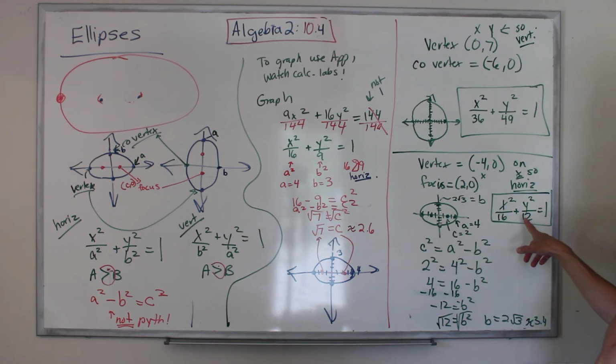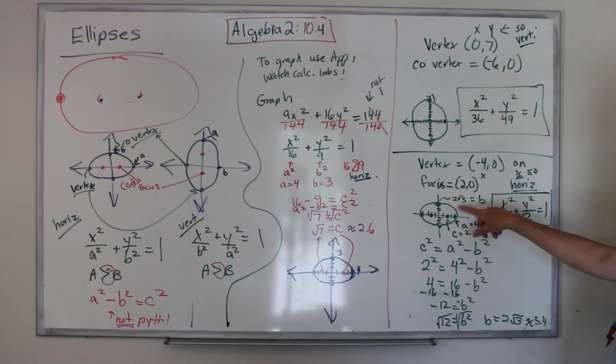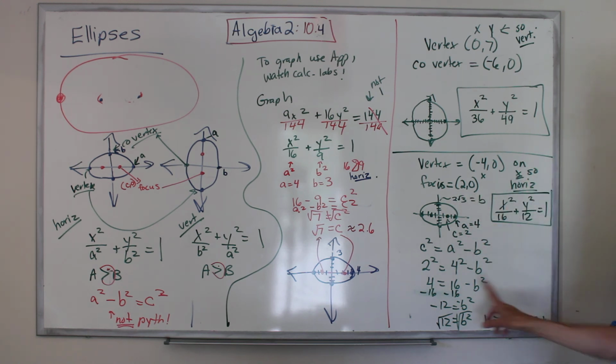And we can write our equation because we know what a is and we know what b is. So we can do x squared over a squared, which is 16, plus y squared over b squared, which is 2 times the square root of 3 squared, which is 12, equals 1.